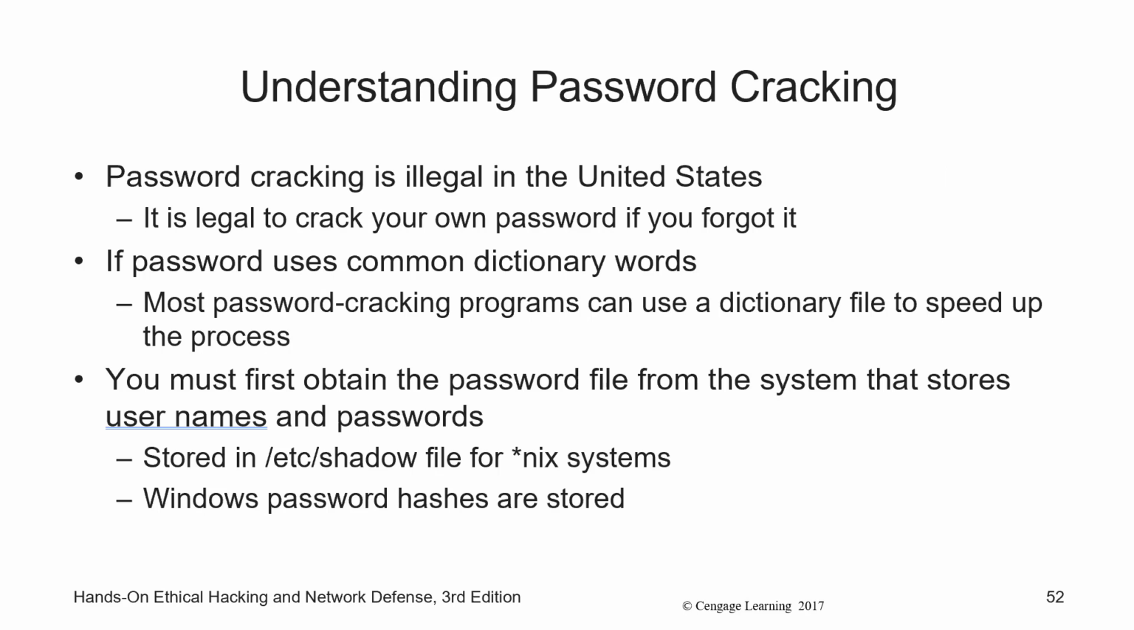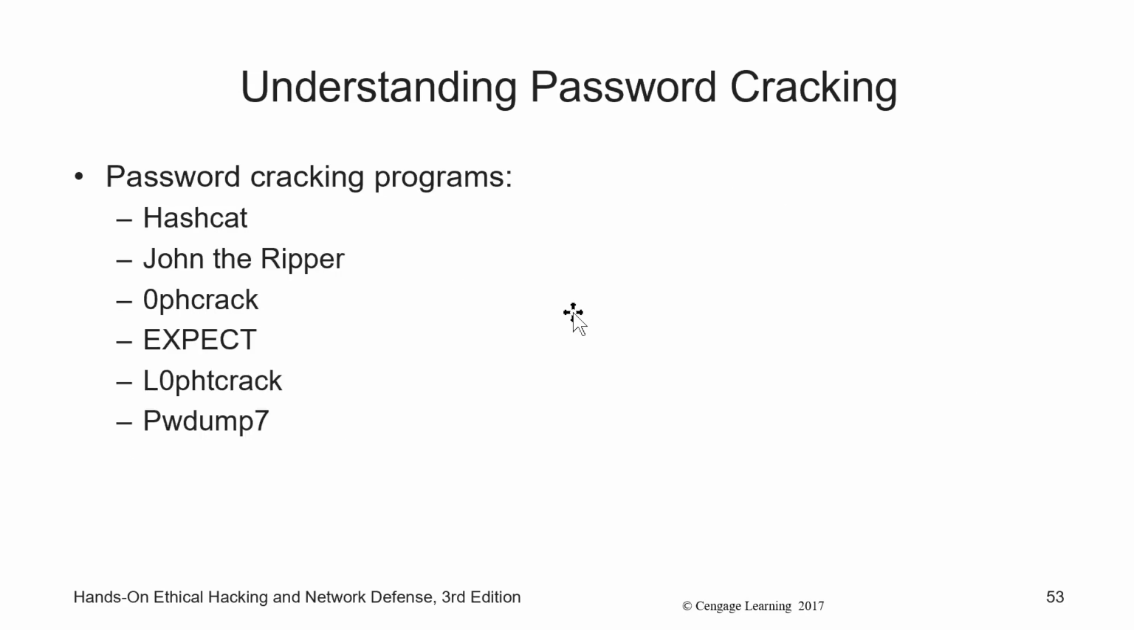Password cracking is illegal in the United States. You can crack your own password though. Always be careful. Always ask a lawyer. If a password uses common dictionary words, this is where you can use dictionary attacks and rainbow tables. And you have to obtain the password file from the system first. In Unix systems, it's etc shadow. That's the file. And in Windows, it's stored in the registry and files as well.